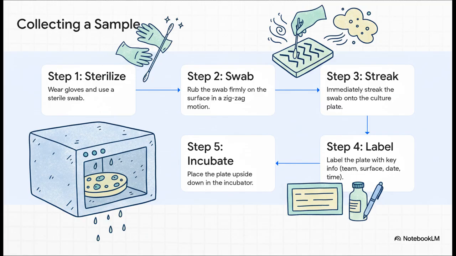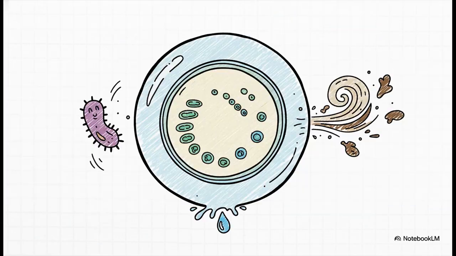Fourth, label your plate with everything. Unlabeled data is useless. And finally, a really clever but critical step. Place the plate upside down in the incubator. This stops any condensation from dripping down and messing up your experiment. Look, the whole reason we go through this careful process is to be sure of one thing, that whatever grows on your plate is from the surface you tested and not from your hands or the air. It's all about getting clean, reliable data.